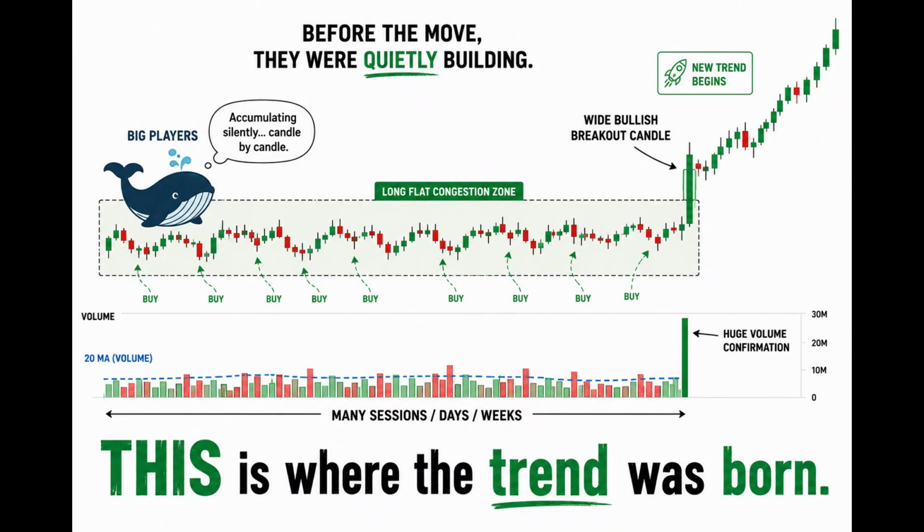Here's the thing nobody teaches: trends don't start when you see them moving, they start when nothing seems to be happening. The congestion zone, that boring, sideways, going nowhere phase, that is where the big players are buying. Mutual funds, FIIs, large operators, they can't just slam buy a stock. The order would spike the price. So they accumulate quietly, week after week, inside a tight range. When that range finally breaks, the trend is already born. You're just the last to see it.